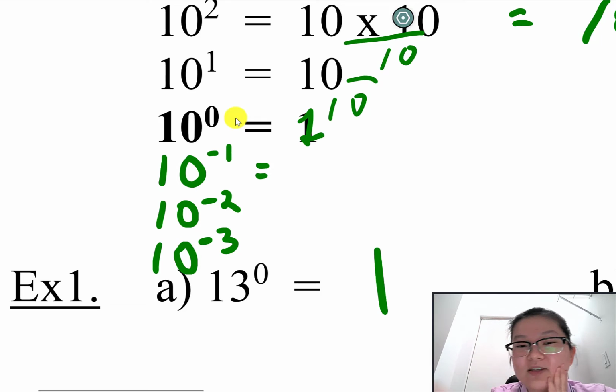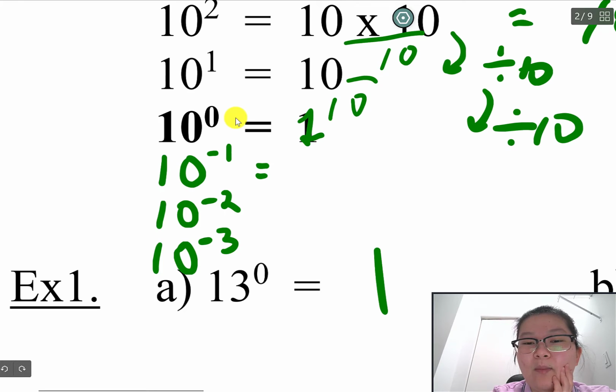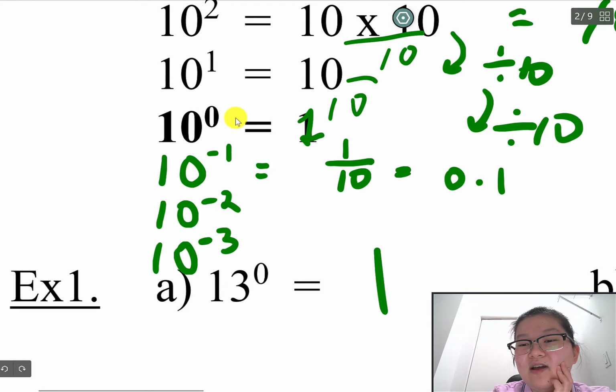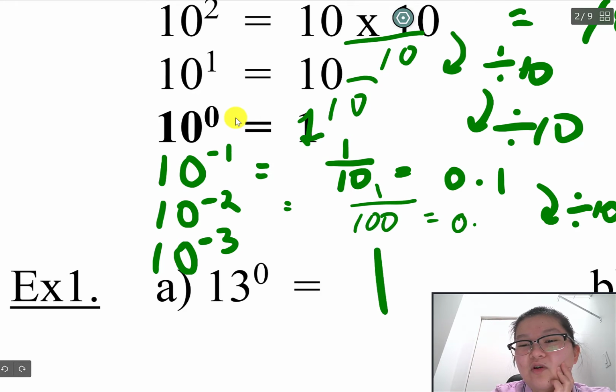And based off of our pattern, which is divided by 10 every time, let's divide 1 by 10. We're going to get 1 over 10. As a decimal, this is 0.1. And then let's divide it by 10 again. This is going to be, oh, I'm running out of space. Ugh. Let's use this green pen here. This is going to be 1 over 100. This is going to be 0.01. And then the last one is going to be 1 over 1,000. That's going to be 0.001.